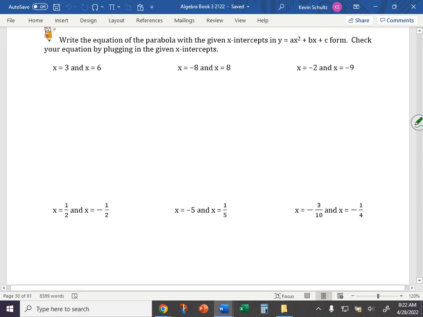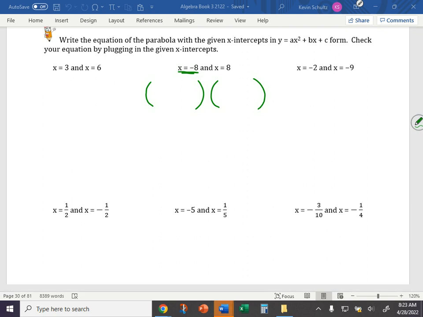-8 and 8. Here are two binomials. What expression would give us -8 as an x-intercept? That -8 would make that equal to 0. Positive 8, right? X plus 8. And then what expression would give us positive 8 as an x-intercept? X minus 8. Now, I didn't ask this before. I should have before we did all this. But based on the solutions that we have here, what form of equation are we going to get? Which of the three types?